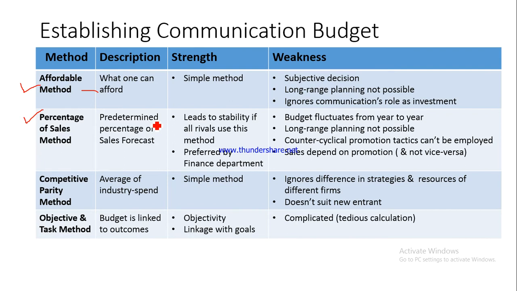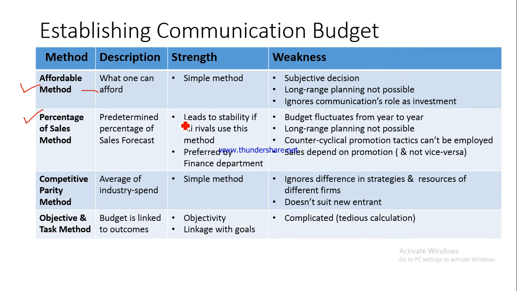So for example, if I believe that my sales in this coming year, let's say the sales forecast in the coming year is going to be 100 crores. So what will I do? I'll find out 20%, because this is the percentage that I've already determined. 20% of 100 crore would be around 20 crores. So I would be spending that much amount for the communication campaign, right? Now again, this is a very simple method, and that is the strength of this method.